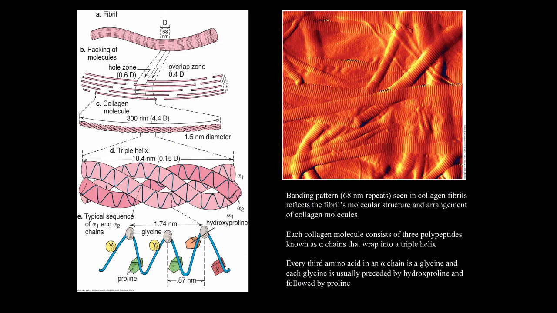And it turns out that each collagen molecule, you may have heard the term tropocollagen from biochemistry, each collagen molecule consists of 3 polypeptides that are known as alpha chains, and these alpha chains wrap around each other in a triple helix. Every third amino acid in an alpha chain is a glycine, and each glycine is usually preceded by a hydroxyproline, and it's usually followed by a proline.